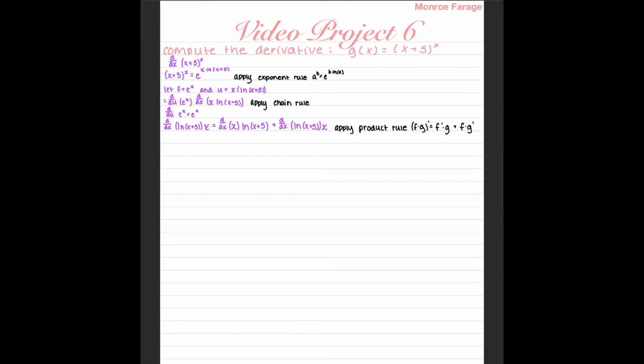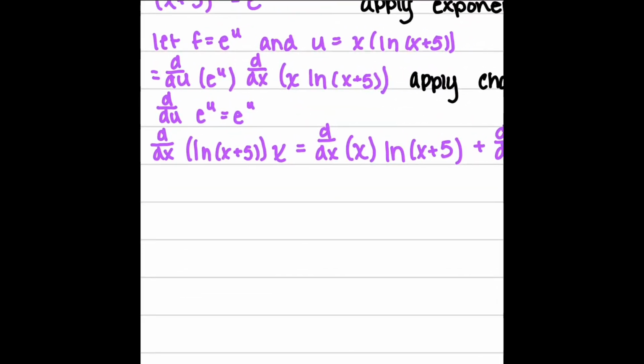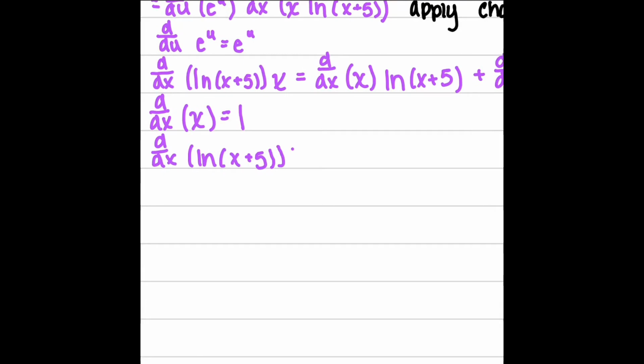Alright, here's another zoom out just so you can see everything that's happening again. And then we're going to try to find the derivative of those things even further. So I'm going to do d over dx times x, and then the derivative of x is just going to equal 1. And then we're going to try to find the derivative of the natural log of x plus 5, and that's going to end up equaling 1 over x plus 5.